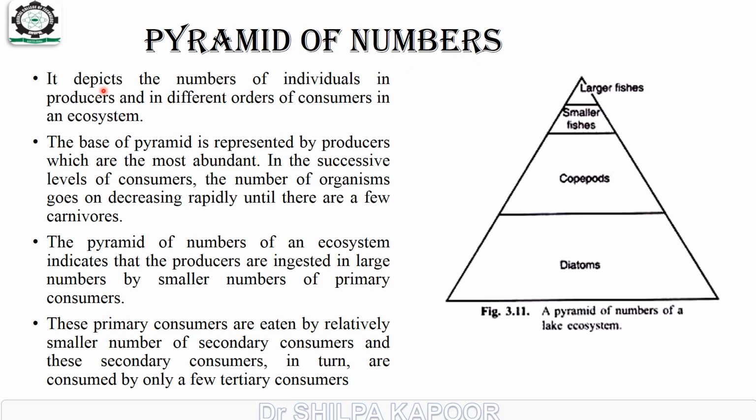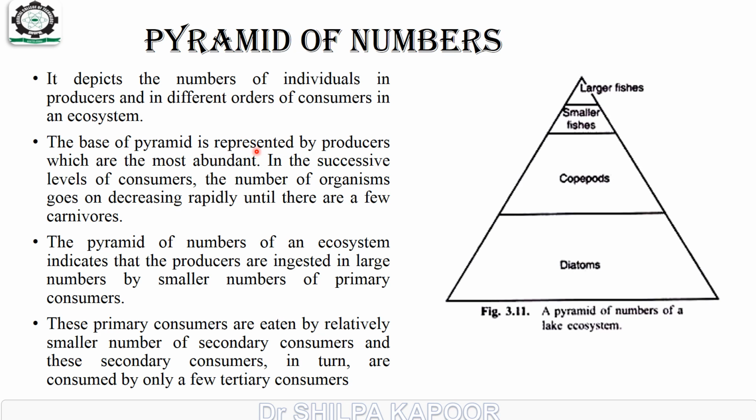Pyramid of numbers. It depicts the number of individuals in the producer and in different orders of consumers in an ecosystem. As depicted in the diagram, the number of diatoms is more than the number of copepods. The number of copepods is more than the smaller fishes, and the number of smaller fishes is more than the larger fishes. It indicates that the producer level has the higher numbers and the top carnivores are in lower number.